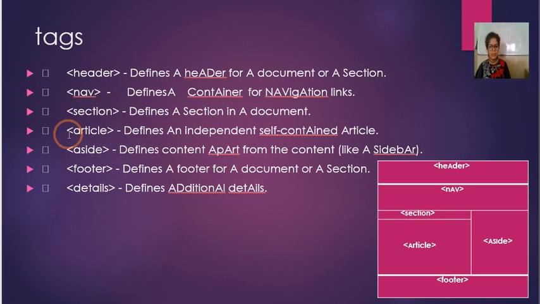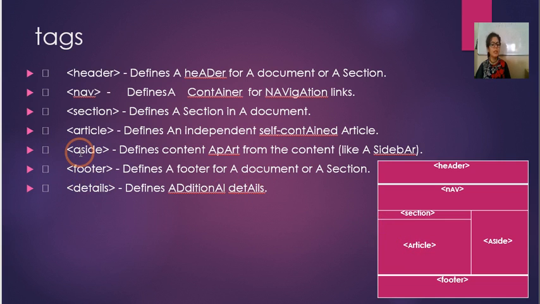Now next tag is article tag. Article is if you have to write any article inside the section, in an independent area, so you can make use of article tag. So students, HTML provides us facility that we can make use of different types of tags which are already built in. We just have to write the name of the tag. So article tag defines an independent self-contained article. Then you can write anything, whatever you want, in this section and article.